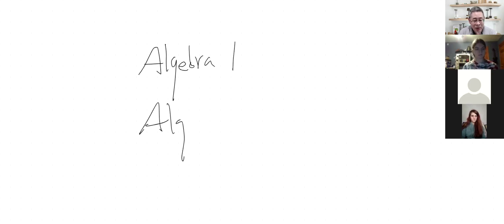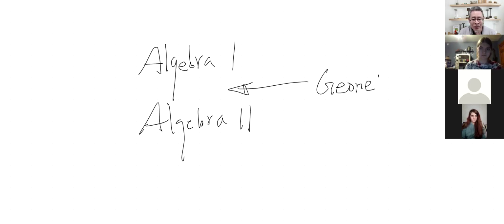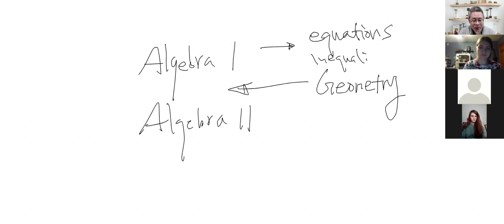Algebra is actually made of two parts, algebra 1 and algebra 2. And normally they sneak geometry in between. Now, algebra 1 is mostly focused on equations, and sometimes we talk about inequalities. And algebra 2 really is focusing on something we call functions.